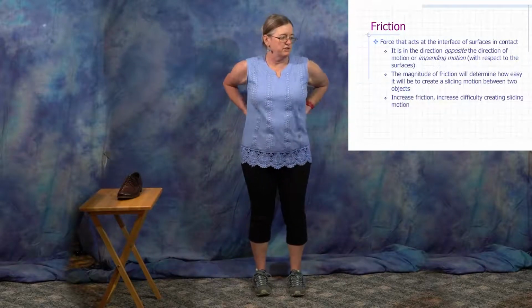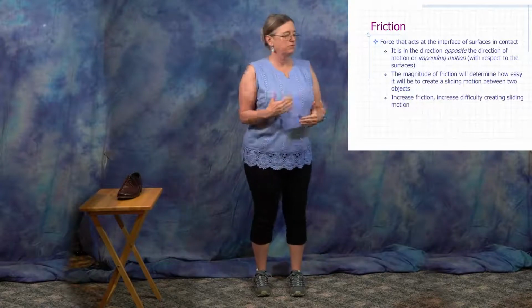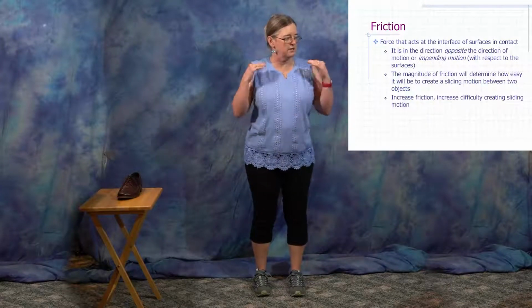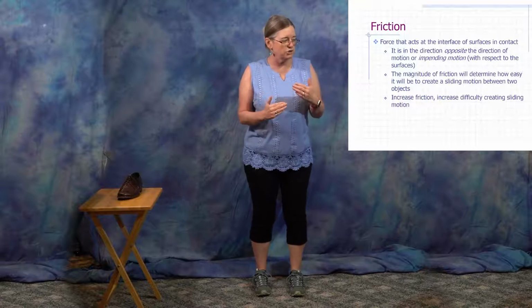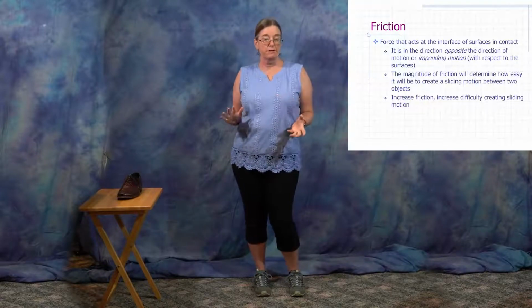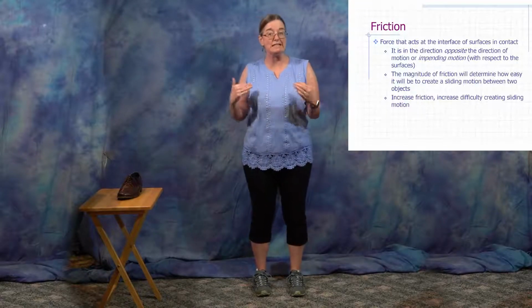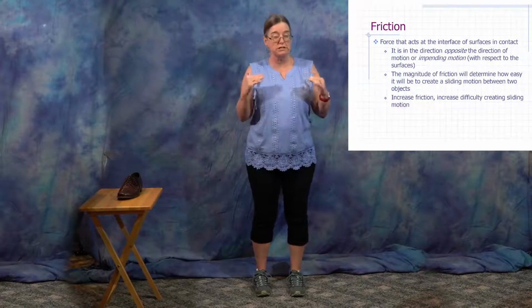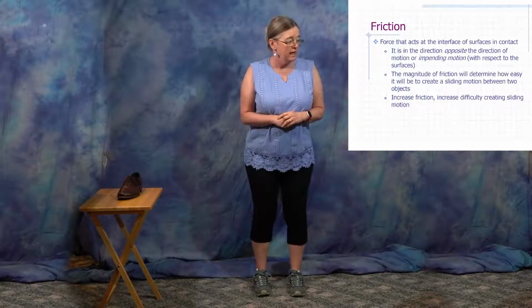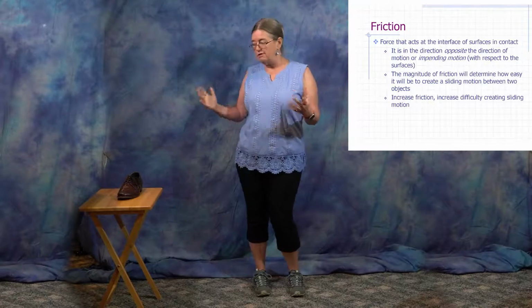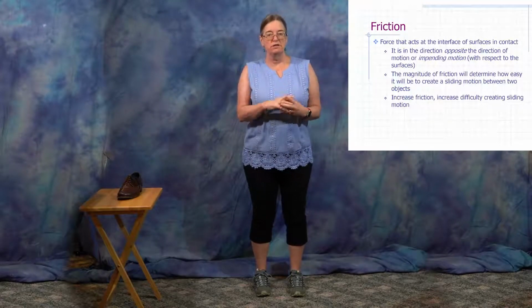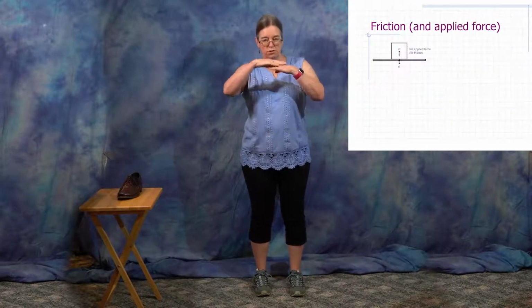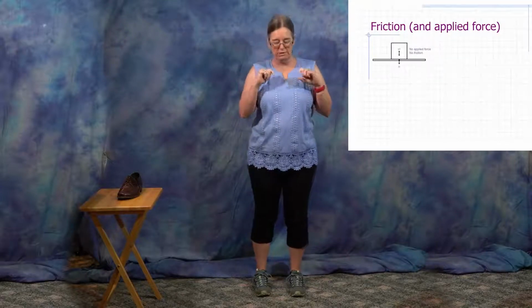So it is in the direction opposite the direction of motion or impending motion, as I said. The magnitude of that friction will determine how easy it is for those two surfaces to slip with respect to each other. And if you increase the friction, you increase the difficulty of those two surfaces slipping with respect to each other.